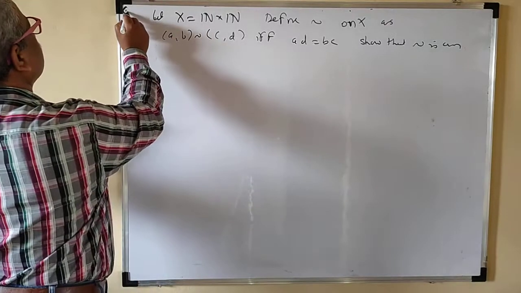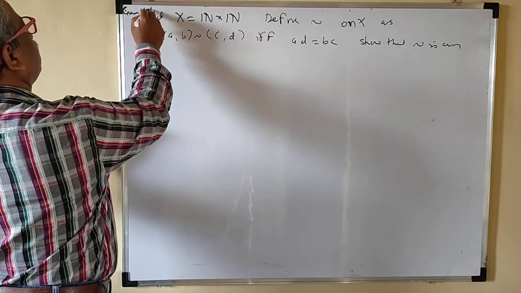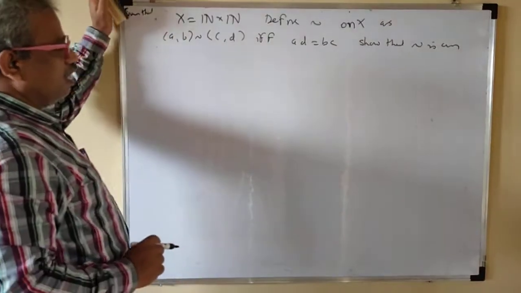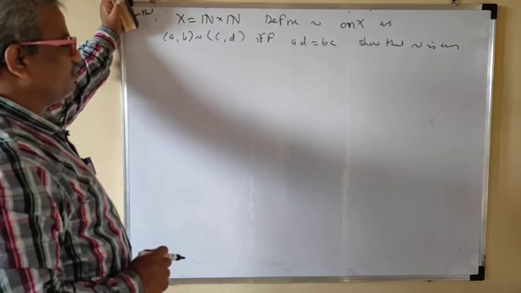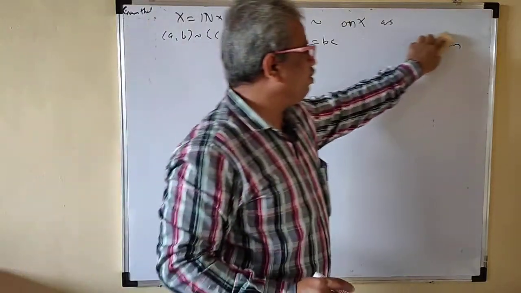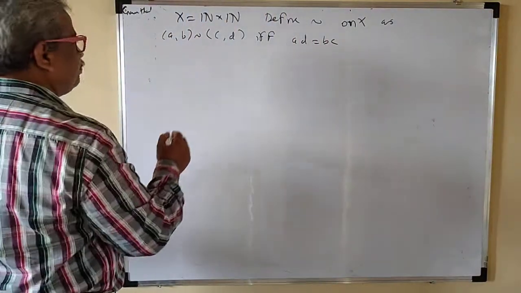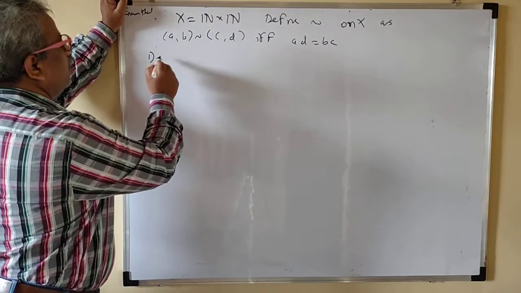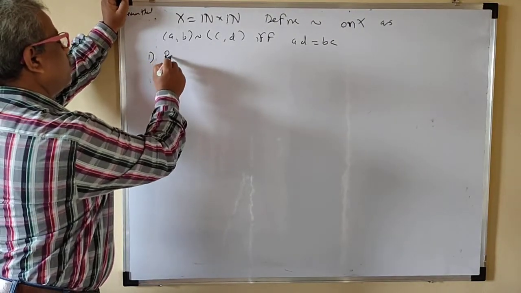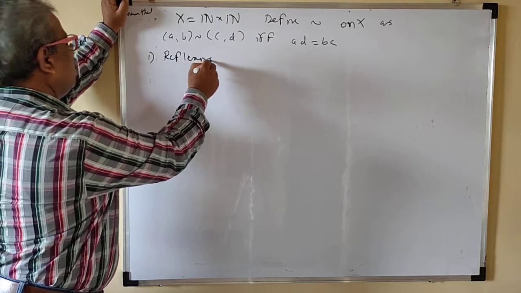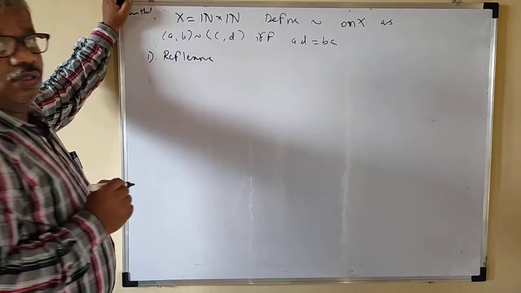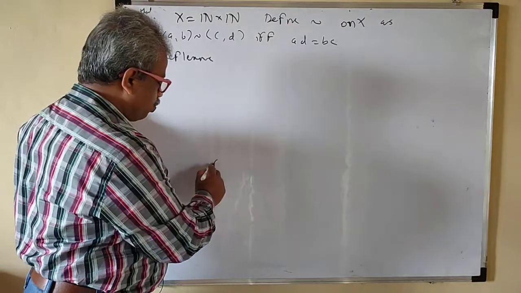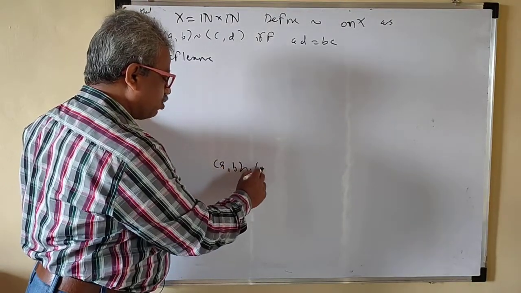Given that X is equal to N cross N, we define the relation on X as this. So this is given to you. First, reflexive. What we have to prove is that (a, b) is related to (a, b).